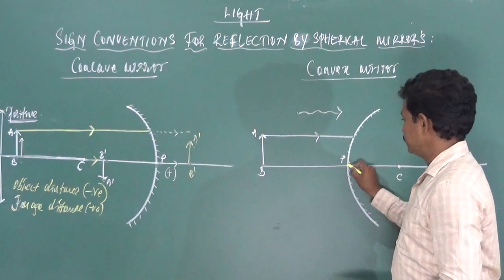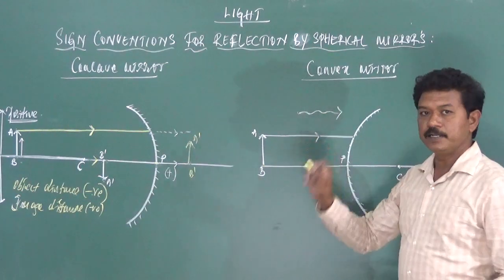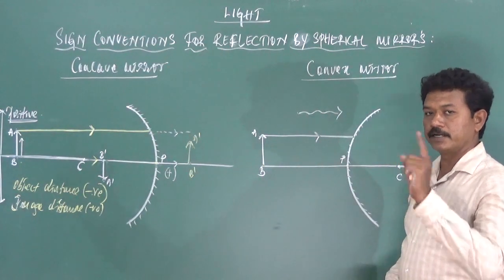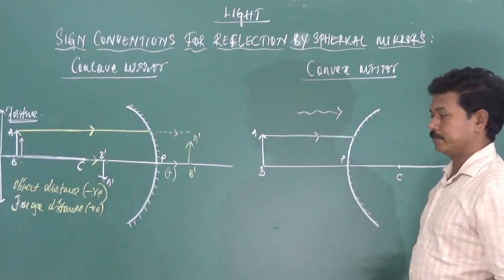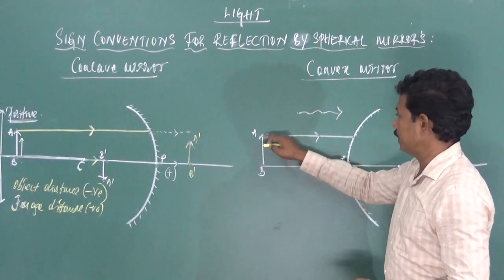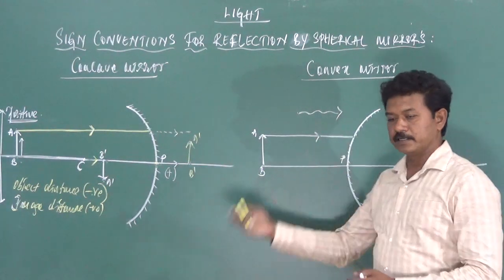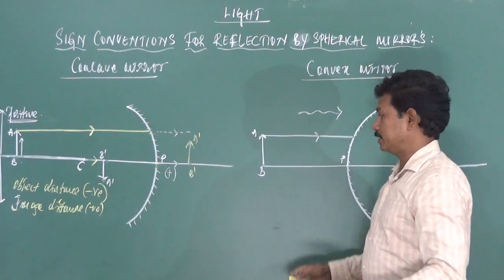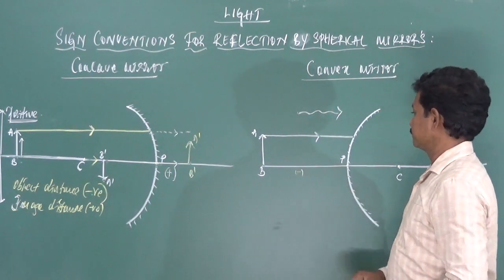So therefore, will this measurement be positive or negative? It will be negative, because you are measuring something against the direction of incident light rays. Therefore, this value is negative.